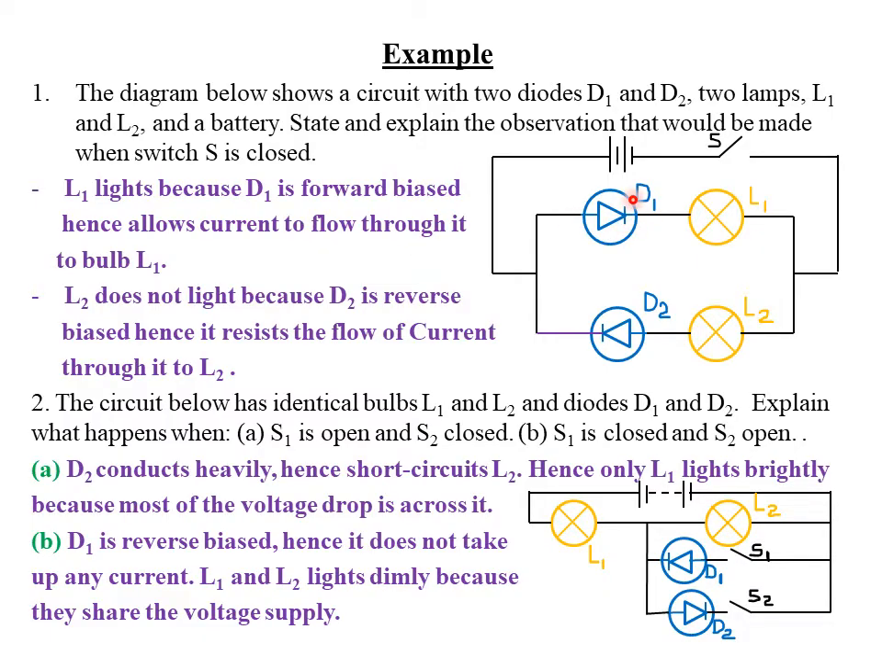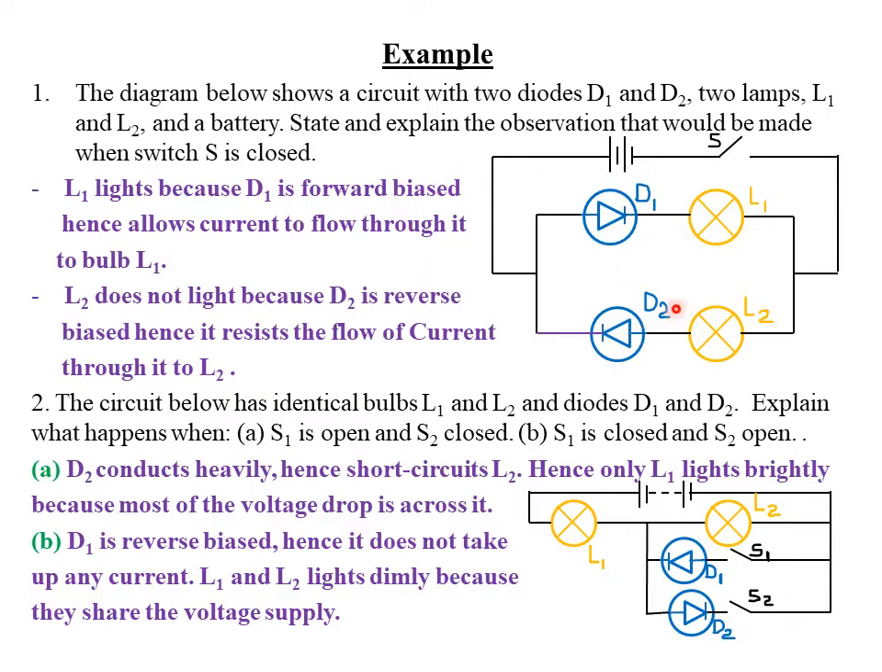When it meets the diode D1, it finds that D1 is forward biased, because the p-type region of D1 is connected to the positive terminal of the battery, and the n-type region is connected to the negative terminal. Because D1 is forward biased, it allows current to flow through it to the bulb L1, then back to the negative terminal of the battery. Therefore, the observation expected is that the bulb L1 lights because D1 is forward biased, hence allows current to flow through it to the bulb L1.